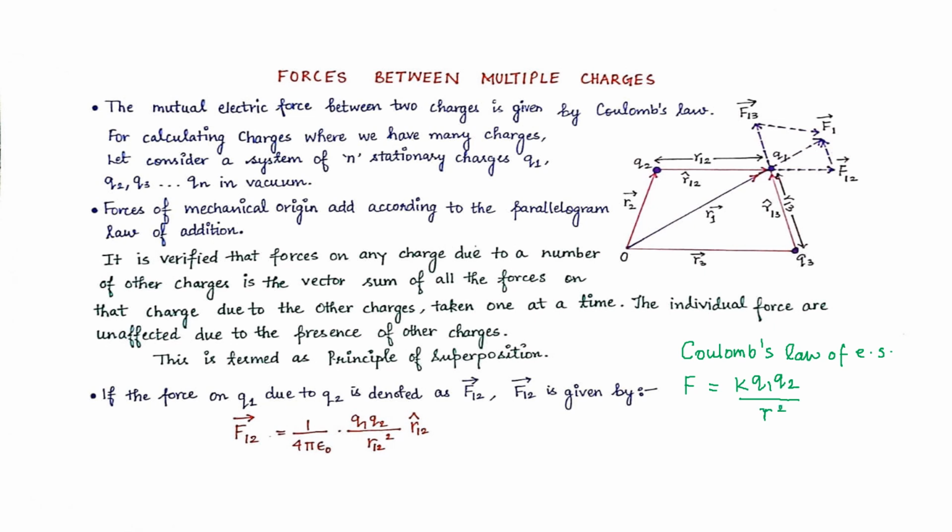Here F is the force, K is the proportionality constant, which is given by 1 by 4 pi epsilon naught, whose value is 9 into 10 to the power 9, and Q1 and Q2 are the charges under consideration, and R square is the square of the distance between the two charges.